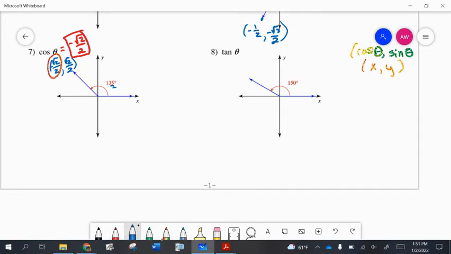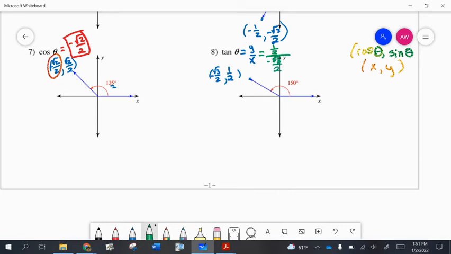Okay, we want tangent. Tangent is y over x. That's right, y over x. And so at 150, what are my coordinates? Well, I'm here in quadrant 2. That's a 30-degree reference angle. So that's going to be the root 3 over 2 and the 1/2. But we're in quadrant 2, so my x is negative. Now, when I plug those in, my y coordinate is 1/2. My x coordinate is negative root 3 over 2.